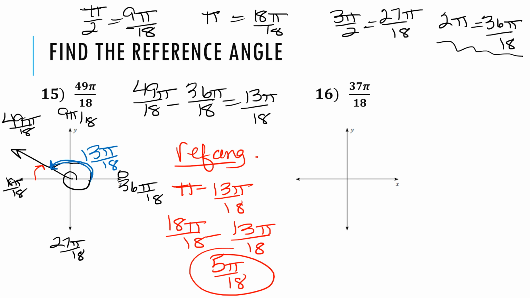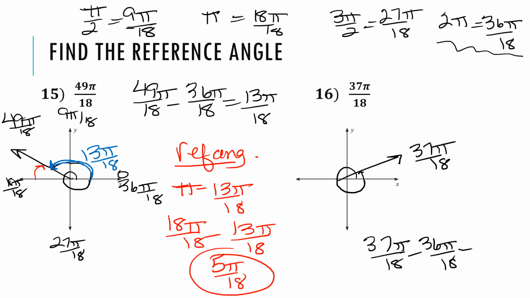All right, the next one, thank goodness it uses the same denominator. 37 pi over 18 is a teeny bit more than one rotation. So one trip around gives me 36 pi over 18. I need to go one more. So there is 37 pi over 18. When I find its coterminal, 37 pi over 18 minus 36 pi over 18, it does give me 1 pi over 18. That coterminal is also your reference angle. That is your distance back to the x-axis from more than one rotation around.